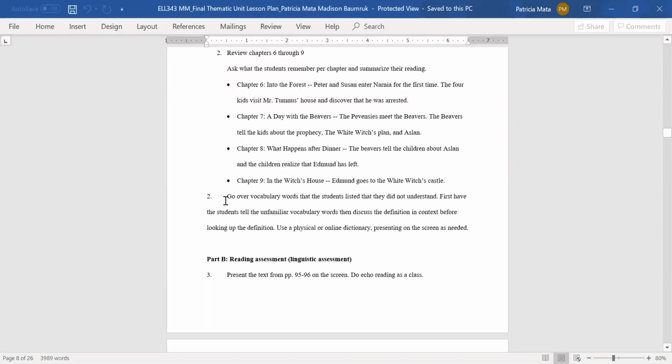And then you would be going over their assignment. So their assignment was to write unfamiliar vocabulary words and the page number that they found it on based on the assigned reading. And then you would ask them to share the unfamiliar vocabulary words that they found in the reading and then discuss the definition and context, which is the importance of writing the page number. And then you would ask the class if they know what it means, and then you could look it up. You could look up the definition either on an online or physical dictionary.